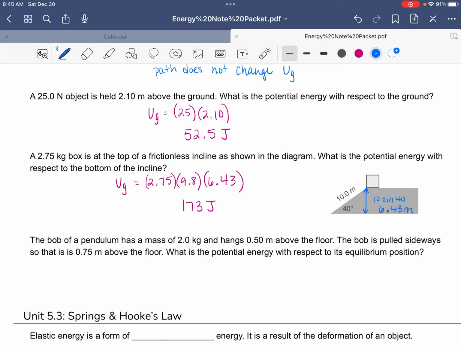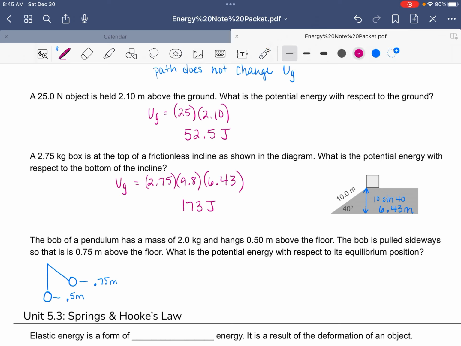So if we draw this out, I have my pendulum hanging from above, and it has a height here of 0.5 meters above the floor. But we're going to pull it to the side. So now it has a height of 0.75 meters above the floor. So the difference in position from its resting or equilibrium position is 0.25 meters. That is our height difference from that equilibrium position.